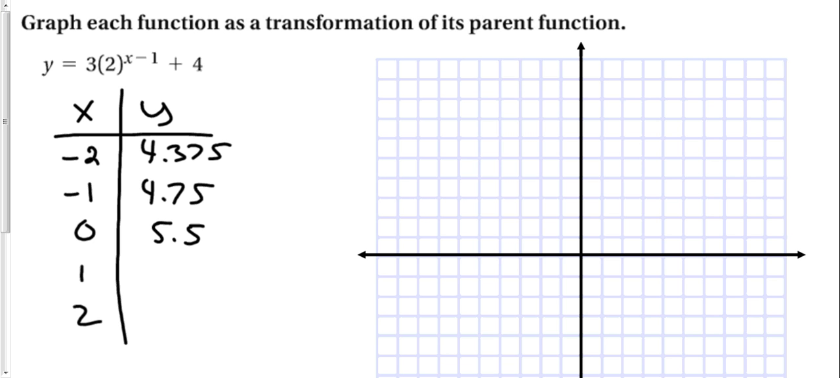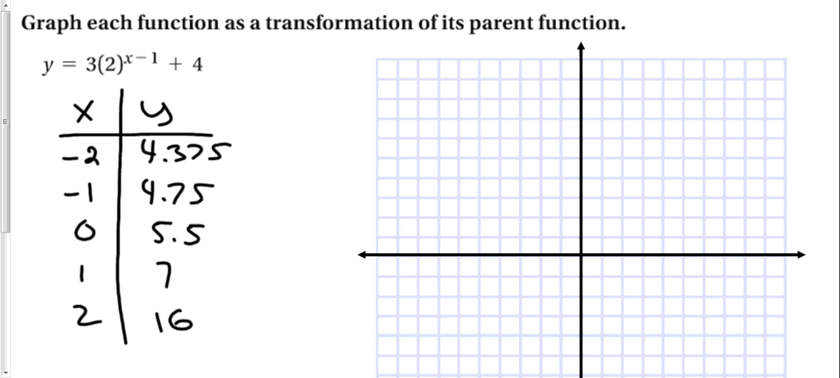And all I'm doing is plugging these x's right back in there and just working out the function. 1 minus 1 is 0, so that turns into 1. So 3 plus 4 is 7. And then finally, we can see some explosive growth here. 2, that's going to be 4 times 3 is 12, plus 4 is 16. So we see it goes up quickly after that.